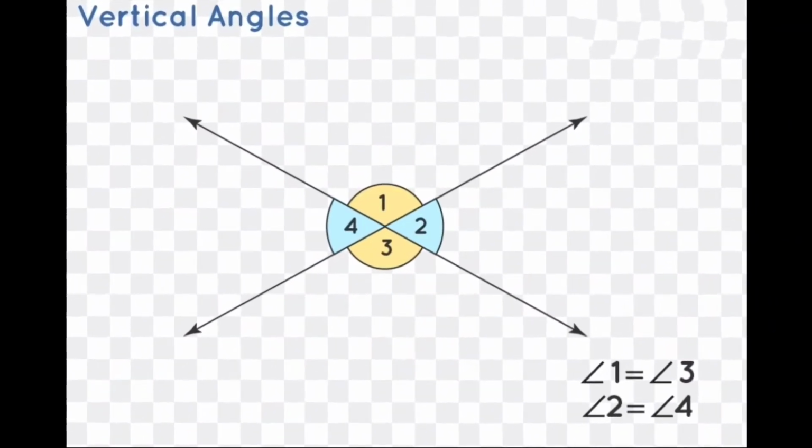Now vertically opposite angles: angle 2 and 4 are equal, vertically opposite, and 1 is equal to 3. These are also equal to each other because they are vertically opposite angles.